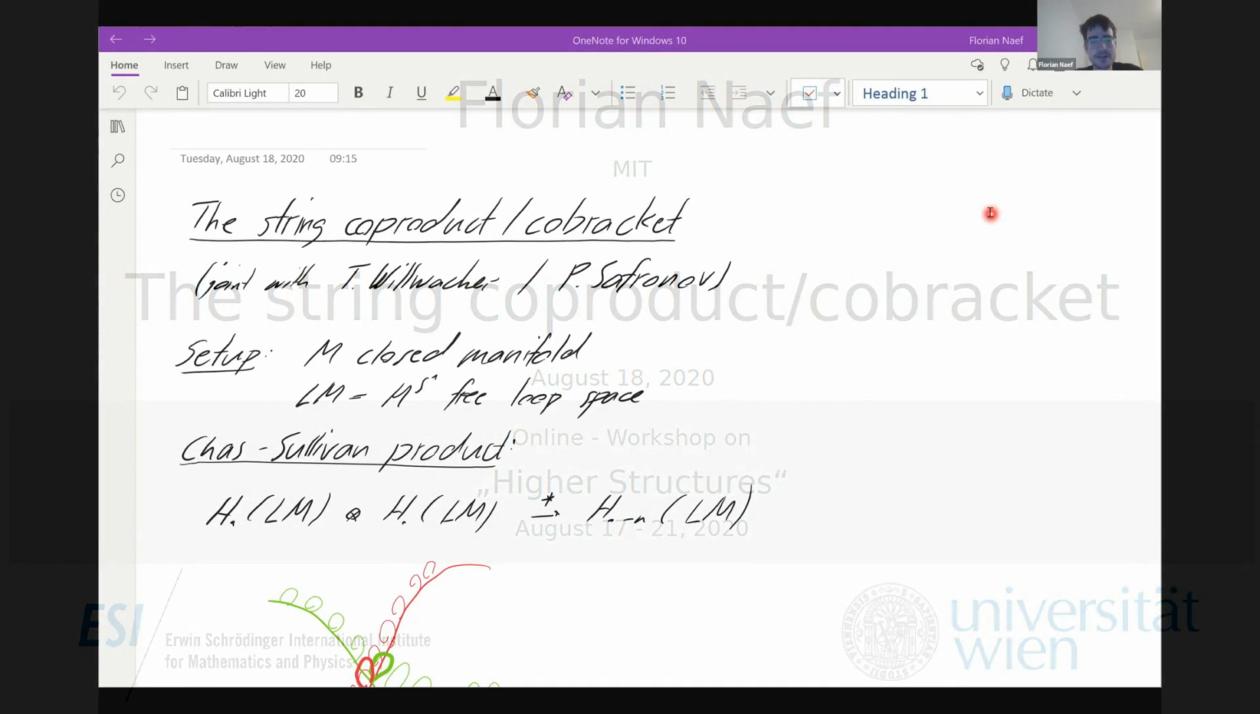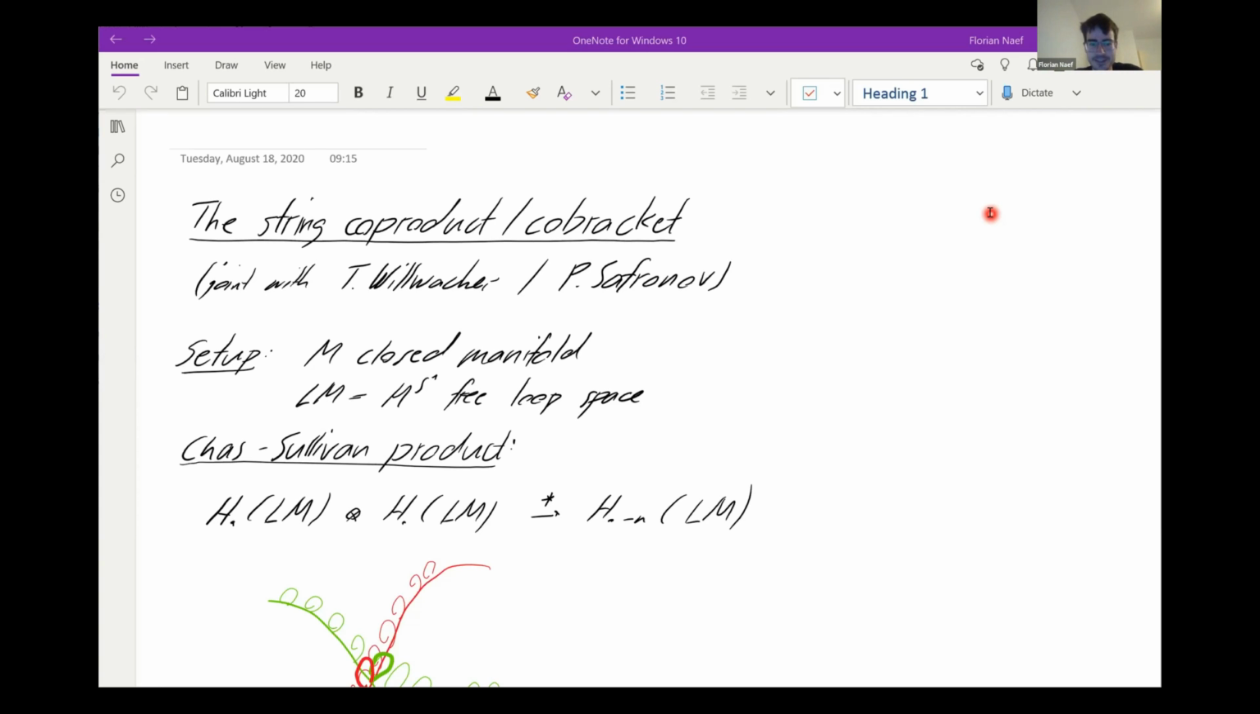So what I'm going to talk about is, in some sense, very much related to what we heard in the last talk, or there's some kind of additional feature that I want to talk about, and that's named the string coproduct or string cobracket. So the setup that we're in is M is a closed manifold, and LM will be the free loop space.